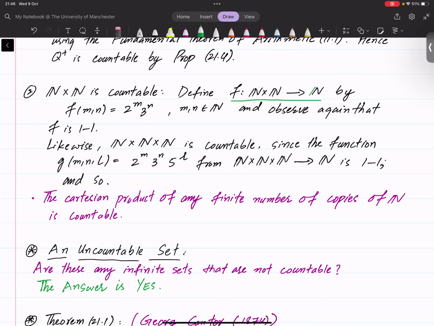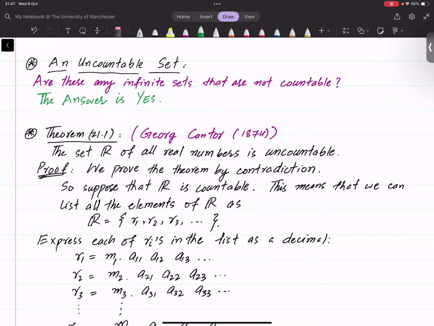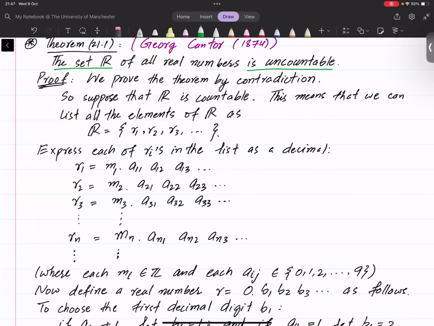Now let's talk about the sets which we can't count, and those sets are uncountable sets. Are there any uncountable sets? Yes, there are uncountable sets. That was shown by Georg Cantor in 1874, who proved that the set of real numbers is uncountable. And we prove it by contradiction.